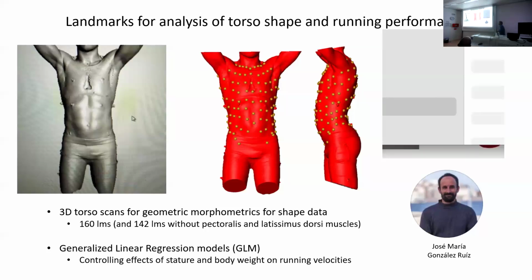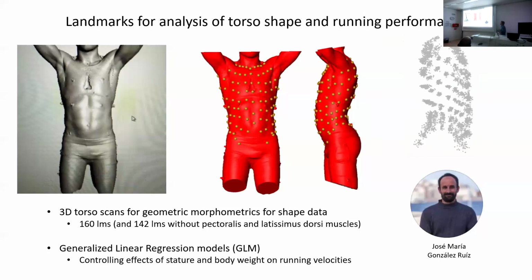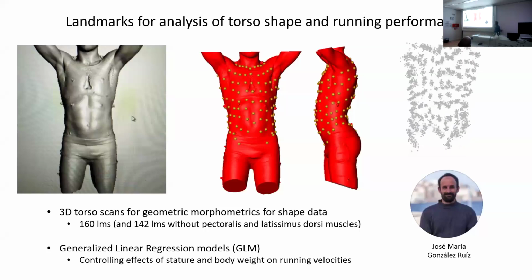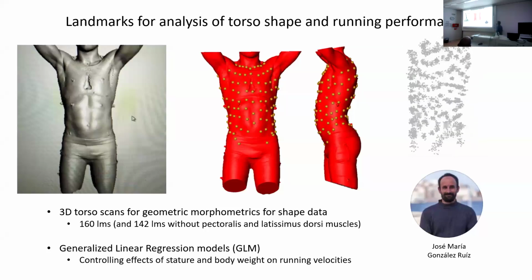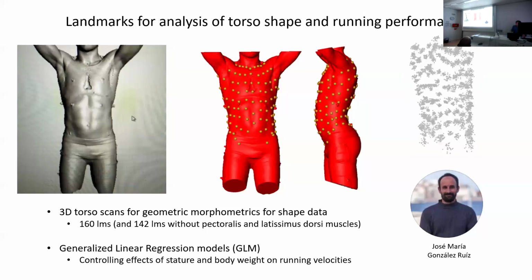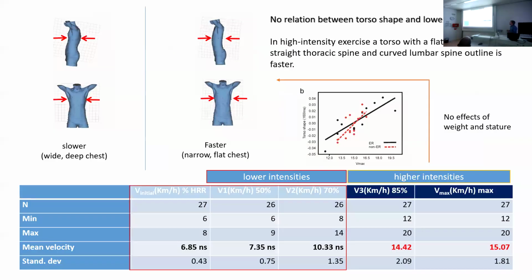And then we used regression models to relate the shape of these athletes to the velocity and to control for stature and body weight. And what we found was that actually there was no relationship between body shape and low running velocity. Only in higher speed ranges, we found a significant relationship suggesting that narrower and flatter people had higher running velocities than wider and deeper configurations of chest walls.